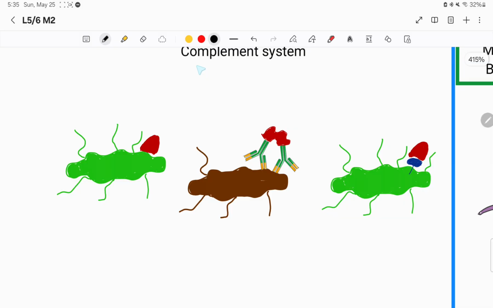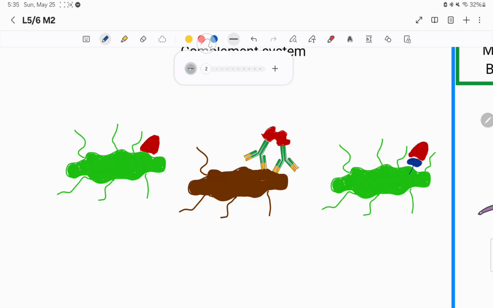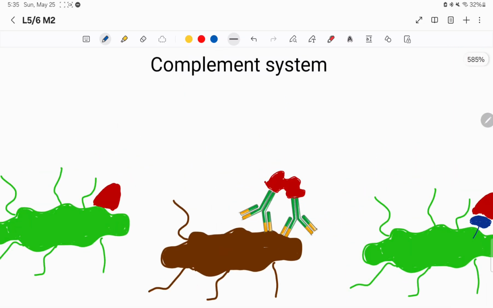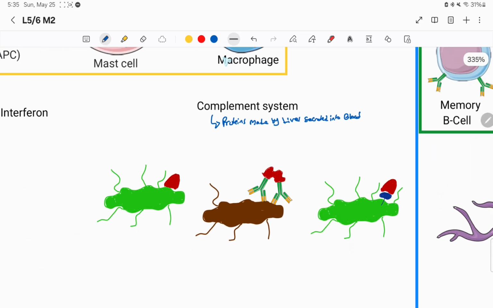The complement system refers to a group of proteins that are made by the liver and secreted into the bloodstream, okay? So these are proteins called complement proteins that are made by the liver and secreted into the blood, okay? And once they become activated, they will carry out a very specific function, okay? Alrighty, let's see how these guys can actually become activated. There are 3 ways of activating the complement system, okay?